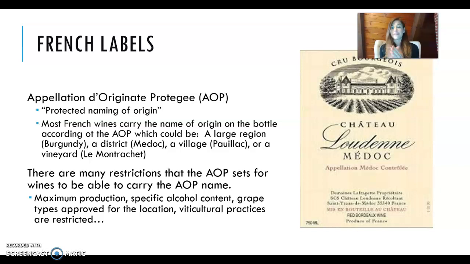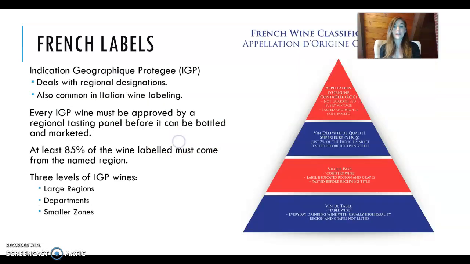So there you go. Obviously, the more specific we get in the naming of the wine and labels, the higher quality the wine actually is. It can go from a large region, and that's where you'd see something like Burgundy, to a district, which is this one, a Medoc, or down to a village, and then finally a vineyard. If you see a specific vineyard on a French label, you can be assured that that is the highest designation of wine and quality.